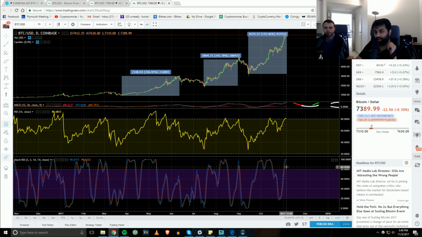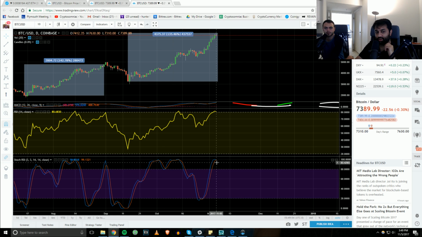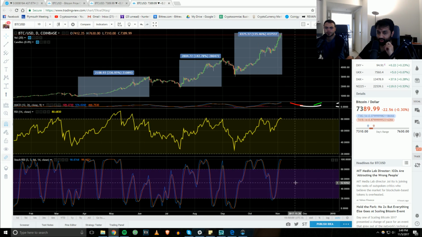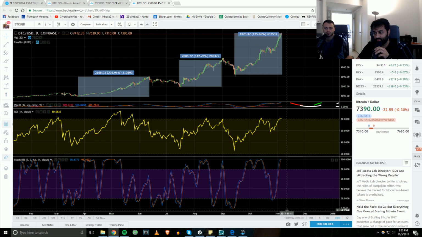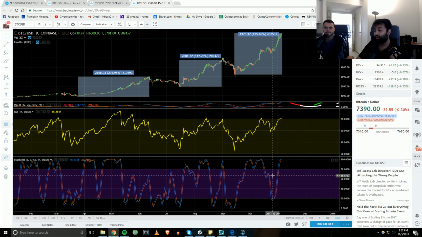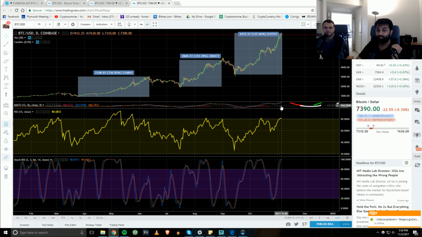So you could see that there's a cross on the stochastic RSI, which kind of shows that the reversal is imminent. But the cross on the stochastic RSI really doesn't tell you that much information. But yeah, that's the stochastic RSI. Still a very valuable indicator. I use it all the time.